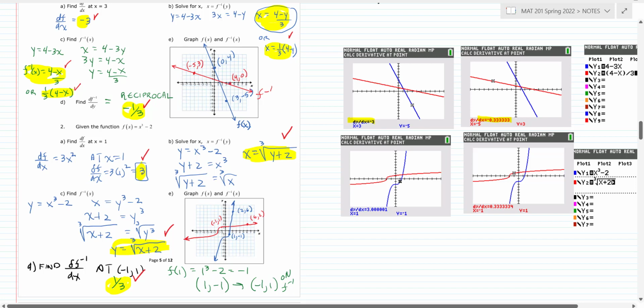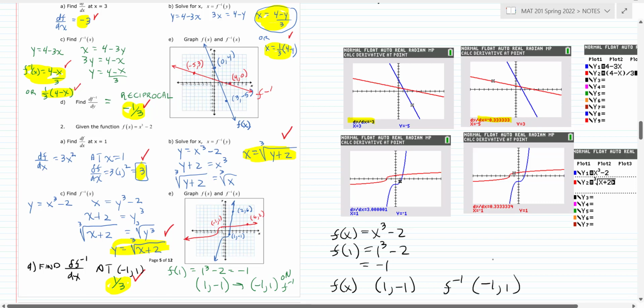Okay, now what I did on this is you want to notice that if f of x is equal to x³ minus 2, if you do f of 1, you're going to get 1³ minus 2, which is -1. So f of x is going to contain the point (1, -1). So f inverse, you should have the reciprocal slope at the point (-1, 1). So that's why I'm asking at that particular point.